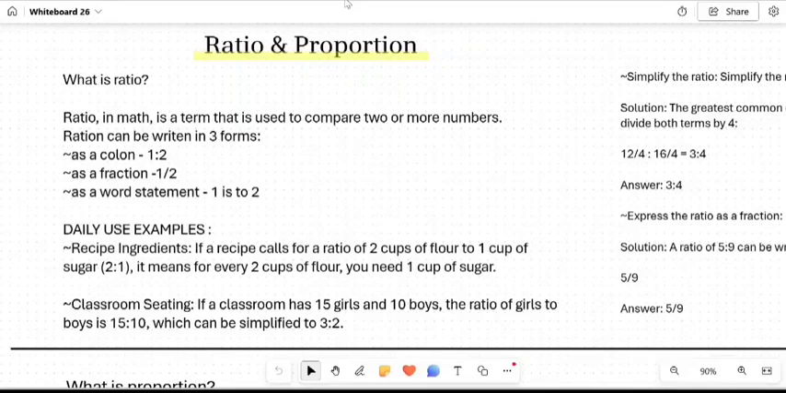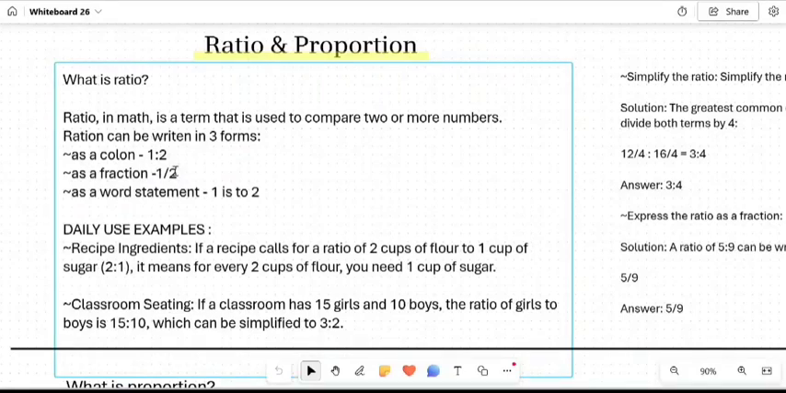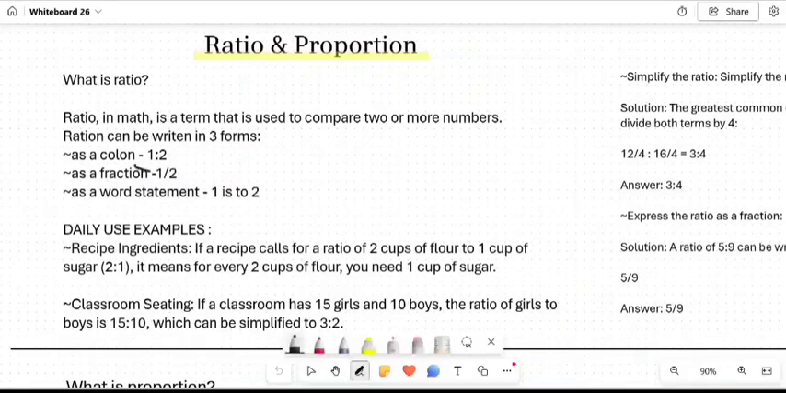Ratio in math is a term that is used to compare two or more numbers. Ratio can be written in three forms. As a colon, you can see over here it is 1 is to 2. We will pronounce it as 1 is to 2. Then, as a fraction, we can say 1 by 2. And as a word statement, we can say 1 is to 2.